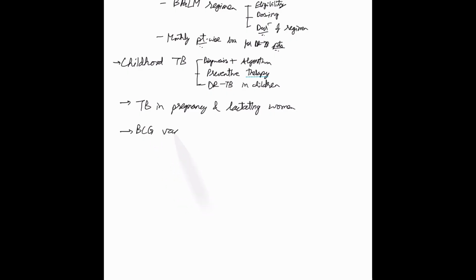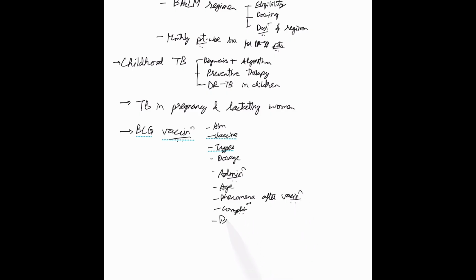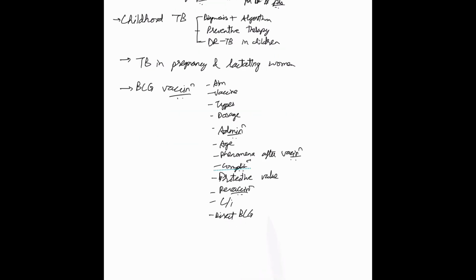And then BCG vaccination, Bacillus Calmette-Guérin. The aim of vaccination, the composition of the vaccine itself, the types, dosage, administration, age, how to manage pneumonia after vaccination if it occurs at all, complications, other complications, protective value, revaccination, contraindications, direct BCG vaccination, the impact of BCG vaccination, and BCG and HIV infection and combined vaccination.